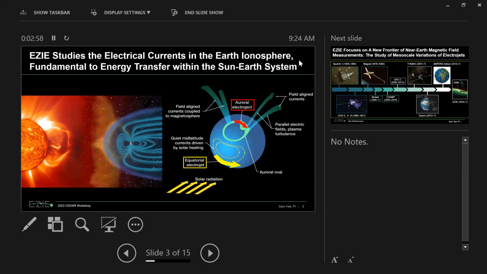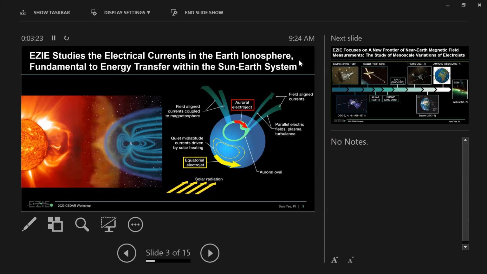So EASY studies the electrical currents, like I said, in the Earth's ionosphere, fundamental to energy transfer within the Sun-Earth system. If you focus on the auroral electrojets, the energy coming from the sun or from the solar wind is stored in the magnetosphere, and for example, through substorms, will suddenly release that energy through the field line current system going down to the ionosphere, and then closes in the ionosphere.